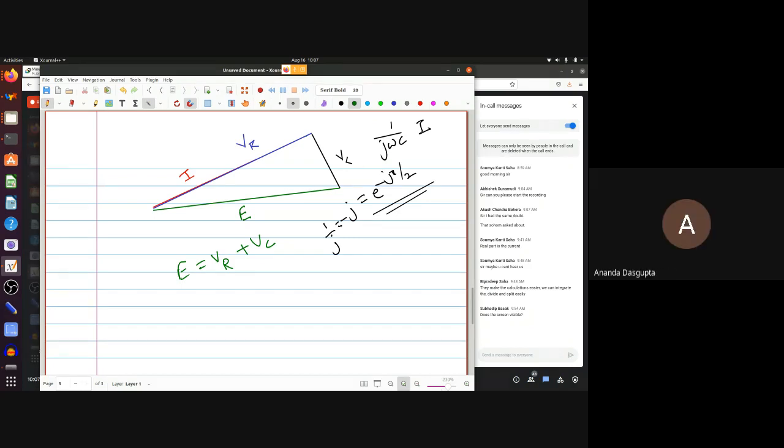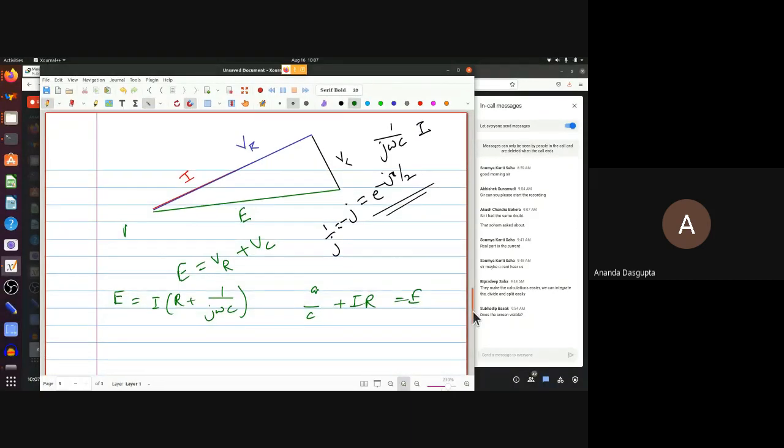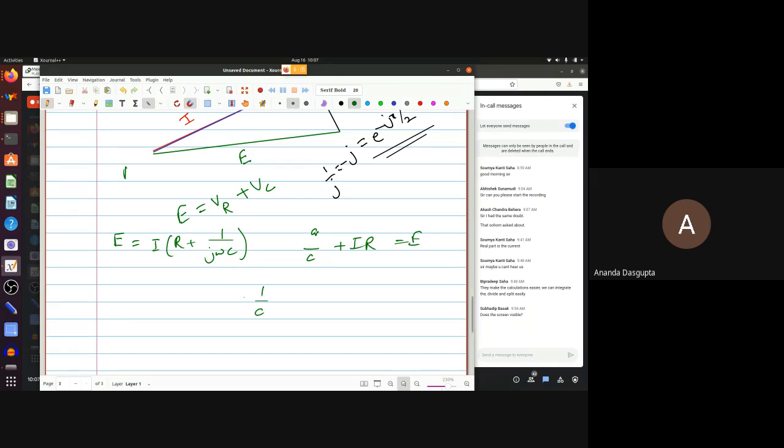Yeah, the basic point that we are trying to make here is this. The solution that we wrote down, which essentially gave us E equal to I into R plus 1 by j omega C, is not the actual solution to the differential equation. The differential equation does not look like one simply because I have not written it that way, but this really is 1 by C times q plus R times dq/dt. Right? This is the differential equation.